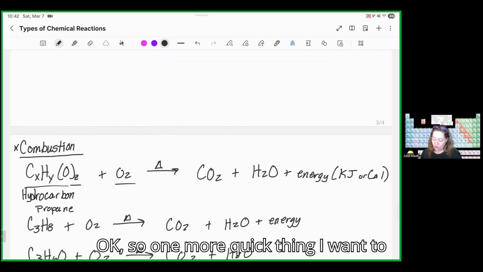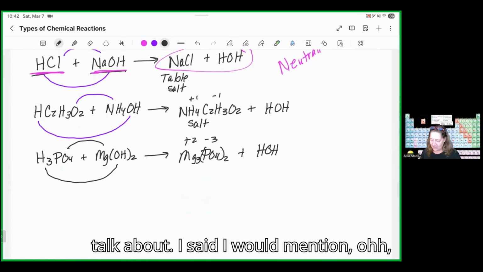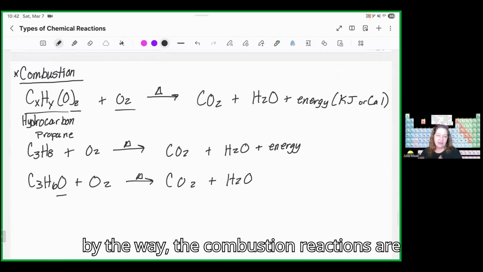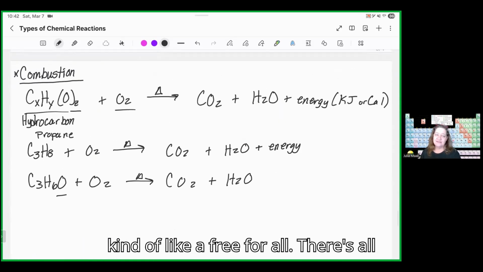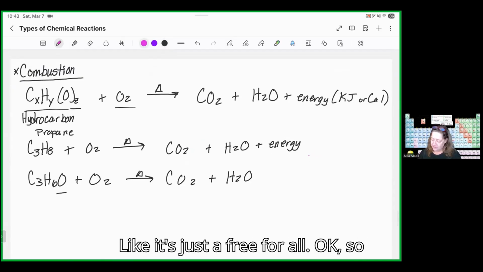One more quick thing I want to talk about. By the way, combustion reactions are kind of like a free-for-all. There's all kinds of stuff going on there. It's just a free-for-all.